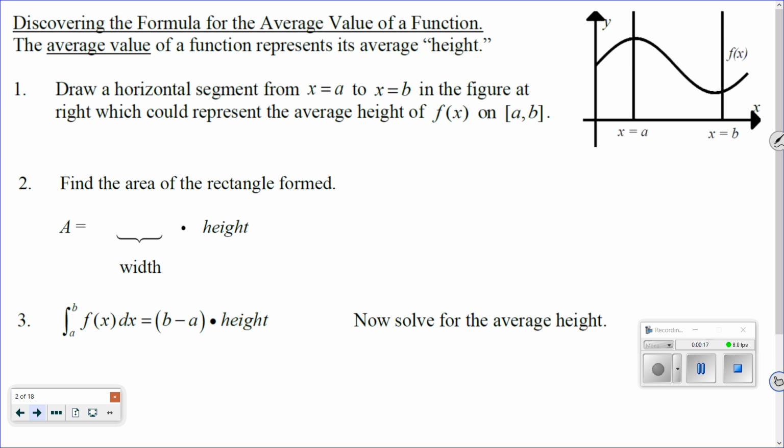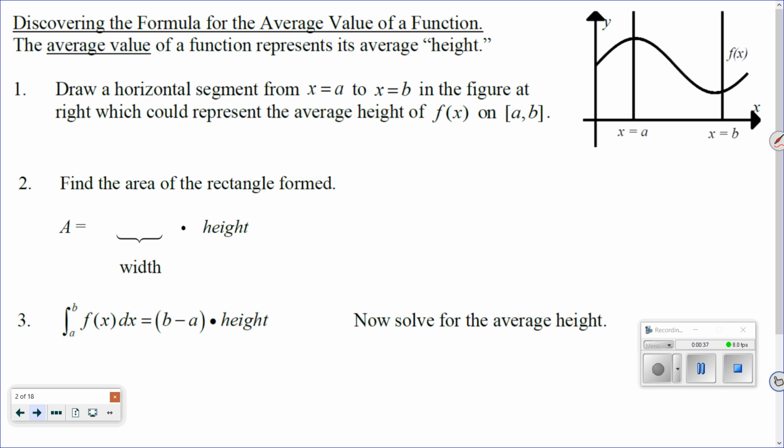In your notes, in your book, there's just an introduction on what the average value function is, where it comes from, and where the formula comes from. So let's run through this really quick. It says the average value of a function represents its average height. When we think about its height, we're thinking about the y values.